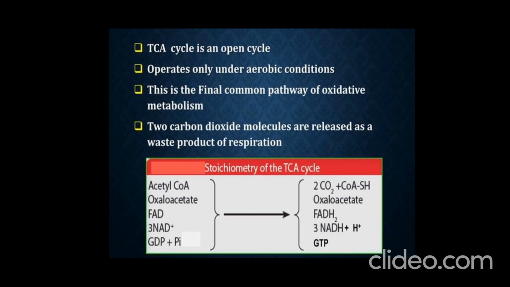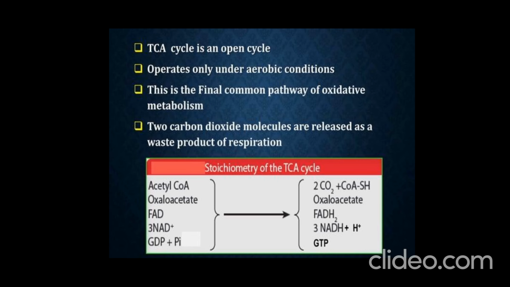So next one, the TCA cycle is an open cycle, operating only under aerobic conditions. In the previous section we discussed glycolysis, and there are two types of glycolysis in which two end products are formed. Under aerobic conditions, glycolysis ends in pyruvate, and the end product in the anaerobic reaction is lactate. So here there is no such type of reaction; it's only under aerobic conditions. This is the final common pathway of oxidative metabolism. Two carbon dioxide molecules are released as a waste product of respiration.